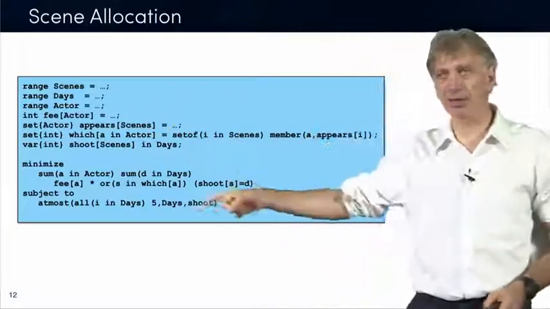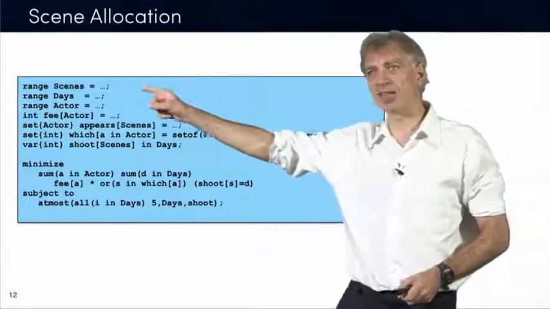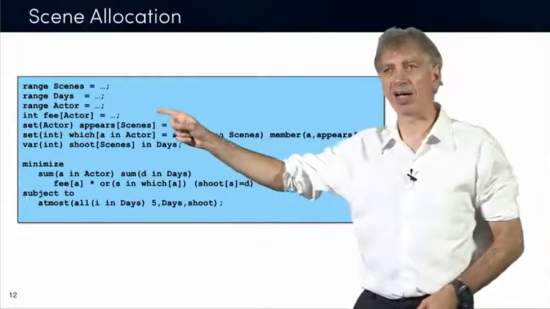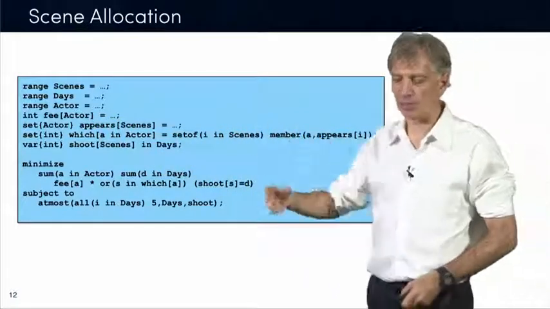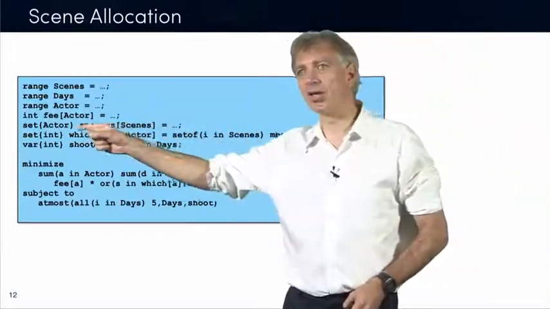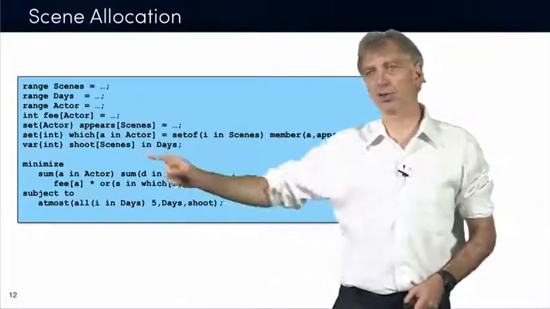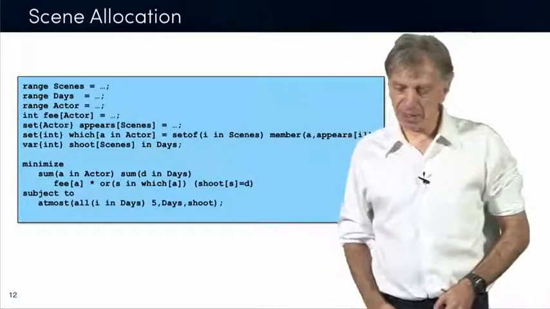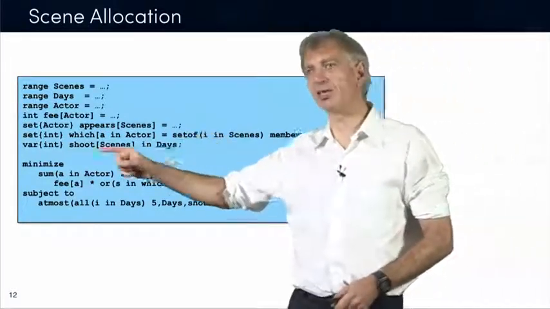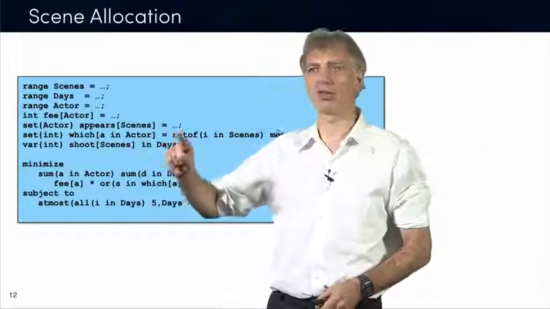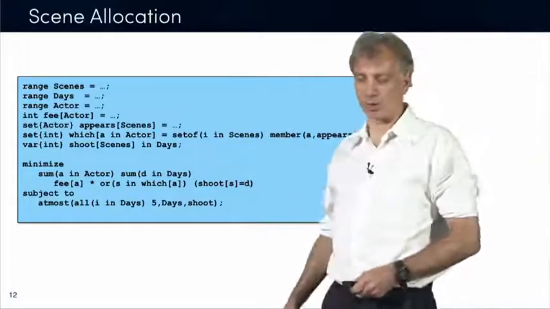Okay, so this is the model. Let me go over the model so that we can understand the symmetries afterwards. What you have is a set of scenes, a set of days, and a set of actors. Every actor is going to have a fee. That's how much you pay the actor per day. We also know that every scene will have a set of actors. So that's what you see over there. Then we compute a particular value, which is the scenes in which an actor is actually appearing. This is going to be important. We derive this information from the information that we have about the scenes.